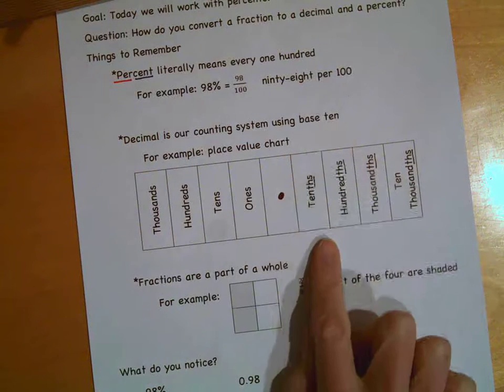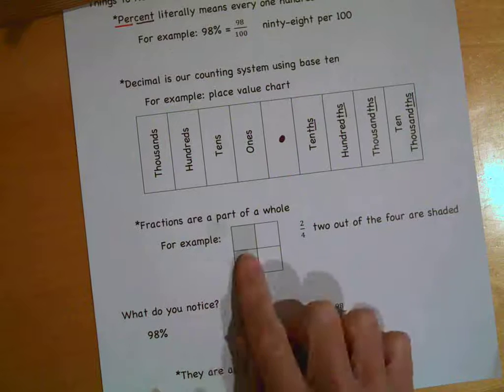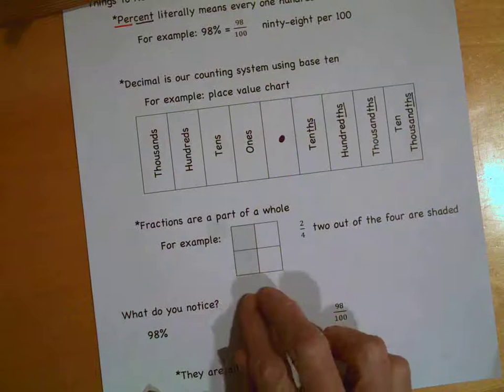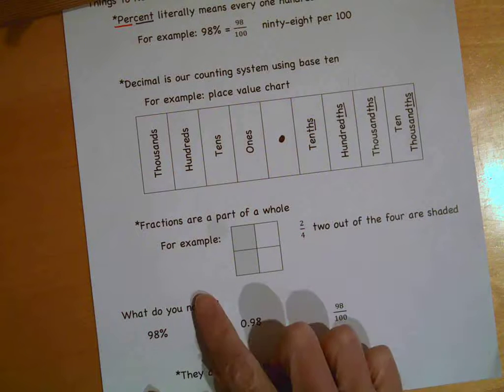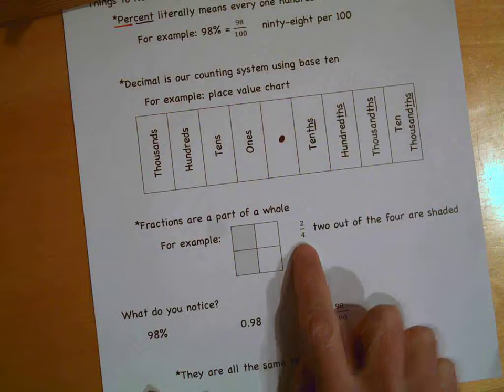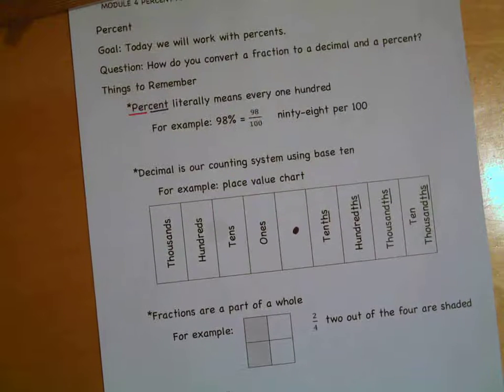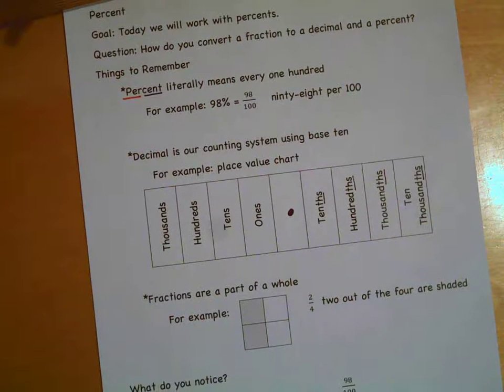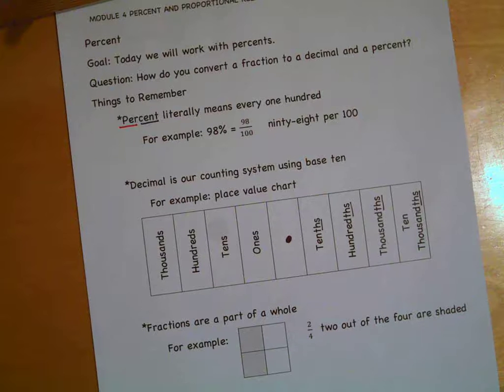Decimals are accounting systems that we use with base 10, and then fractions are parts of a whole, and they are shown usually by picture or by this fraction where you have a numerator and a denominator. Okay, so getting back to percents, because that's what this lesson is, we need to understand how all 3 things actually mean the exact same thing.